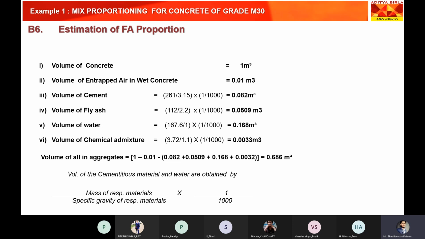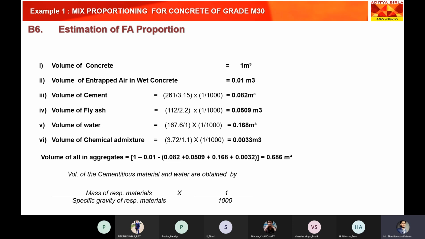Similarly, the volume of fly ash. The quantity of fly ash is 112 divided by 2.2, where 2.2 is the specific gravity, into 1 upon 1000. Then the value is 0.0509 meter cube. Similarly, the volume of water. The quantity of water we already calculated is 167.6 divided by 1, where 1 is the specific gravity of water, into 1 upon 1000, which is equal to 0.168 meter cube.